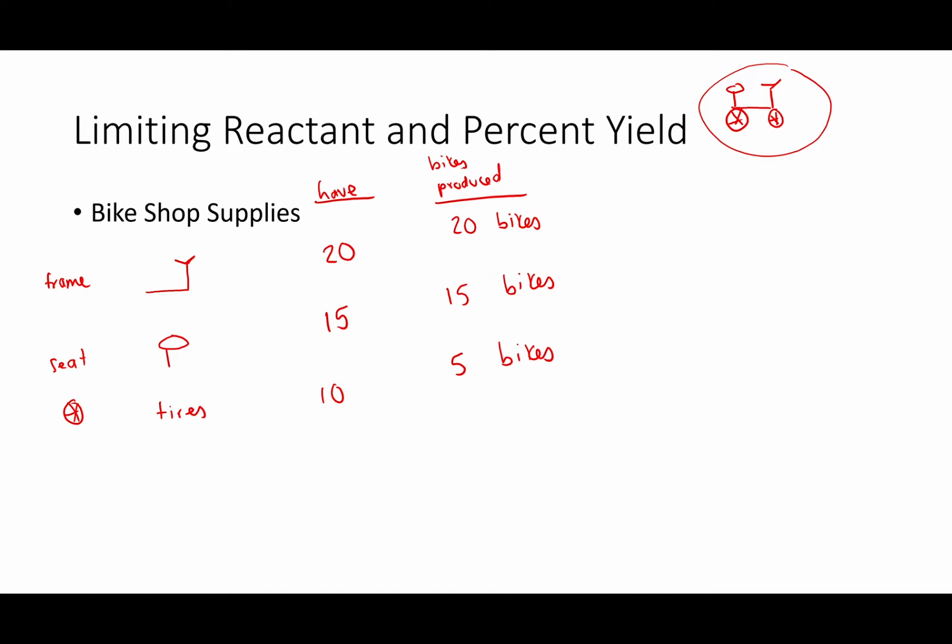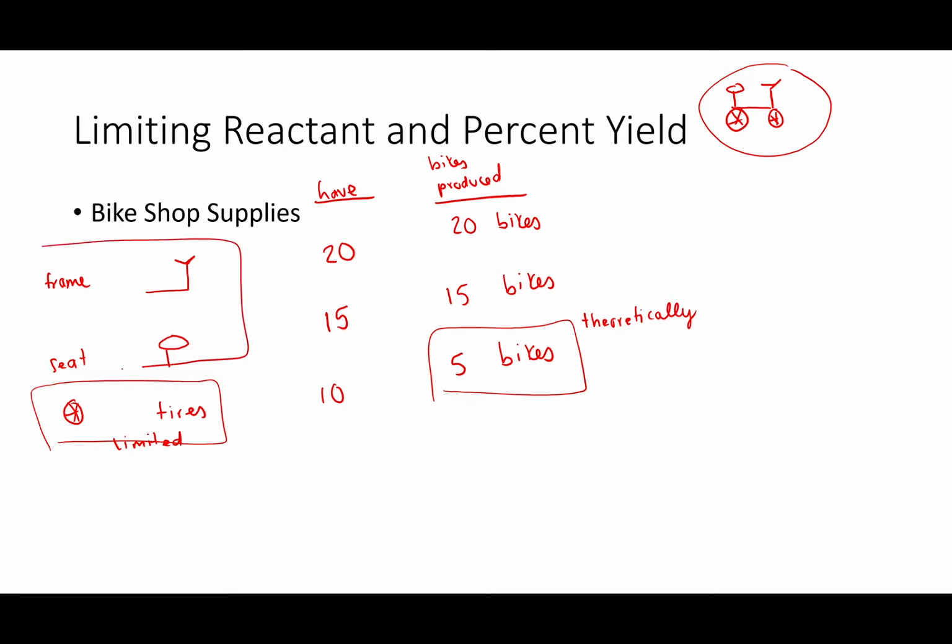Now, in the real world, I don't just use one reactant, one piece at a time. I have to use all 3. And so that means that I'm theoretically only able to produce 5 bikes. And so that means that I am limited in the number of tires that I have. I'm going to have excess frames and seats. The excess reactant does not affect the number of products that I can make.